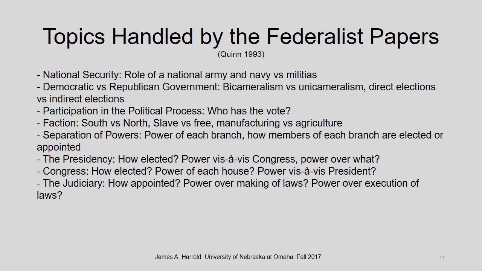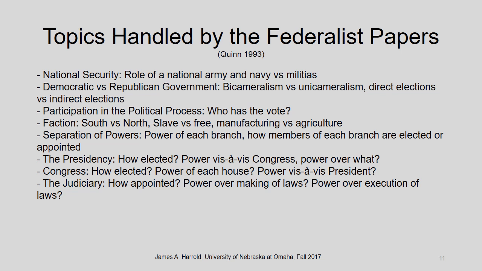National security, wherein they talk about the role of a national army and a navy versus militias. Democratic versus Republican government, right? So that is direct democracy versus election of representatives. Bicameralism versus unicameralism. Direct elections versus indirect elections. Participation in the political process. Factions that were evident, North versus South, slave versus free states, manufacturing versus agricultural states.